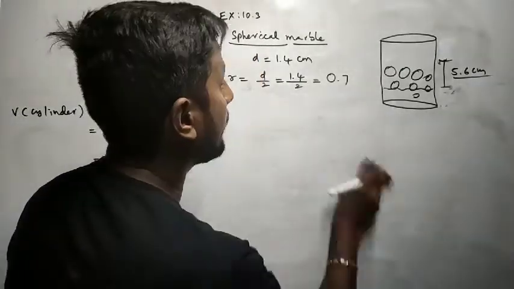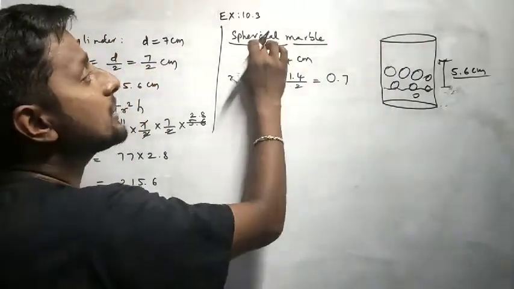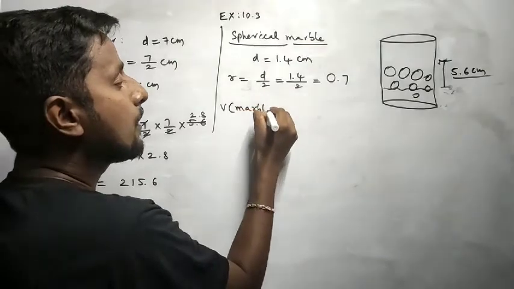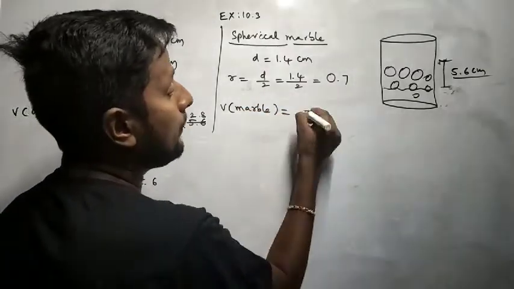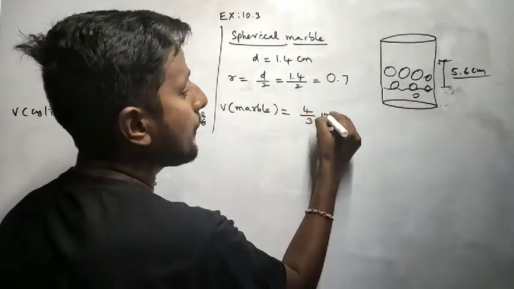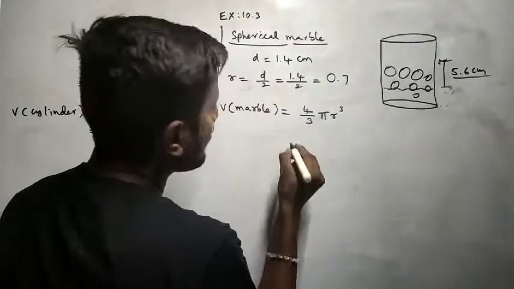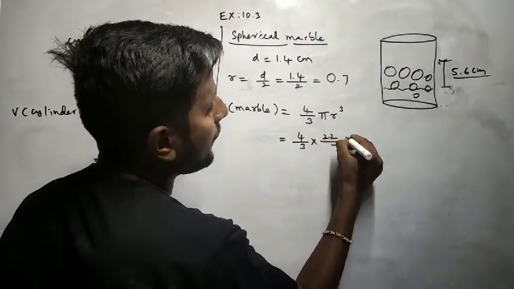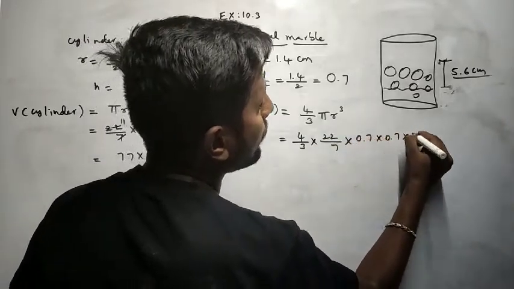Now we have to find the volume of the marble. It is a spherical marble, am I right? So the volume formula is 4 by 3 pi r cube. So we'll write 4 by 3 into 22 by 7 into r value 0.7 into 0.7 into 0.7.